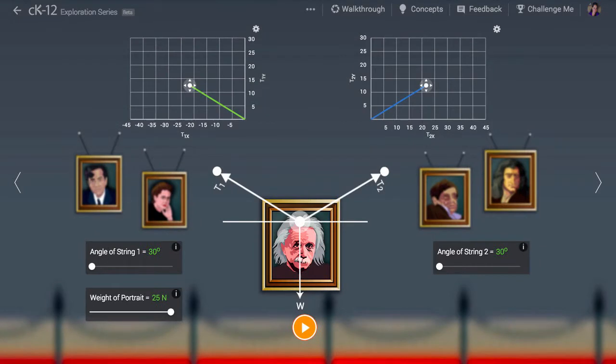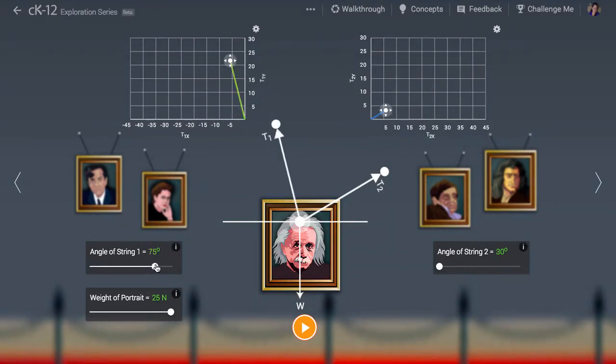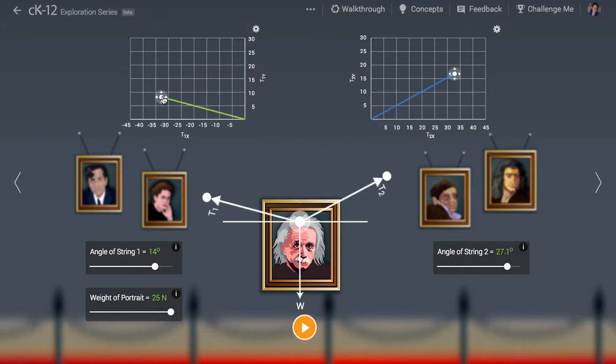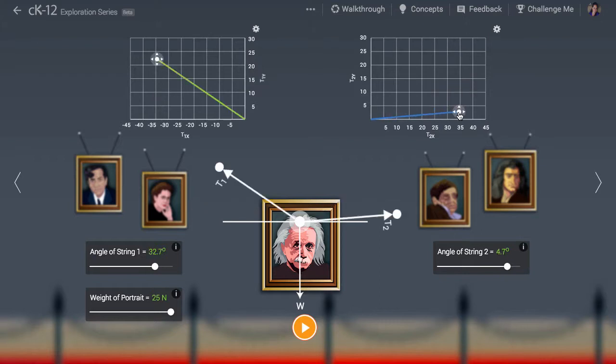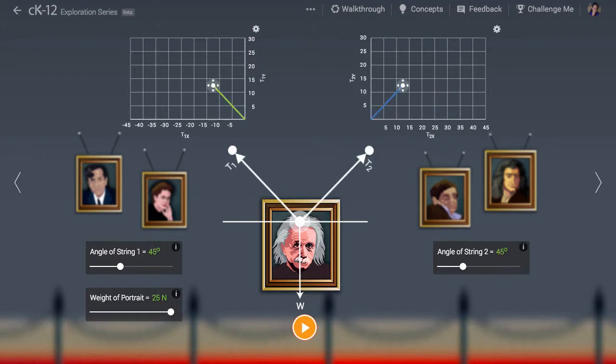We can adjust the angle of the two strings by using the sliders or by pulling on the tension vectors in the graphs at top. You'll notice as we change the angle of one of the cords, the other changes as well. Why is that? Well, when we hang a painting, the painting should be in equilibrium.